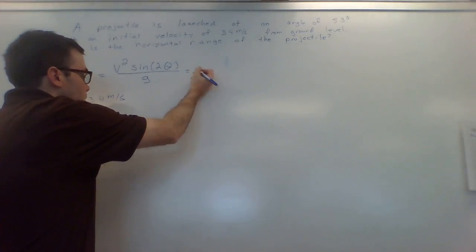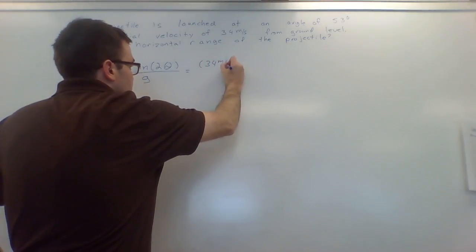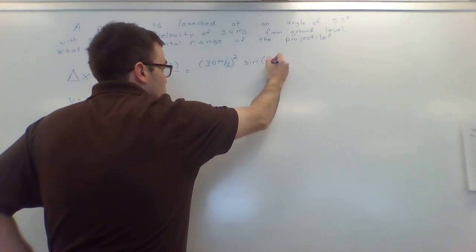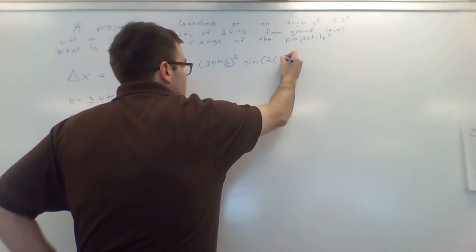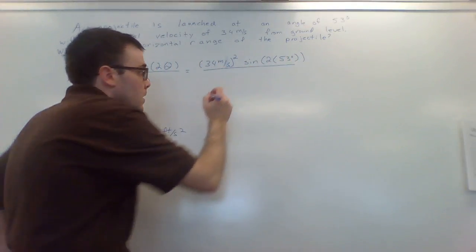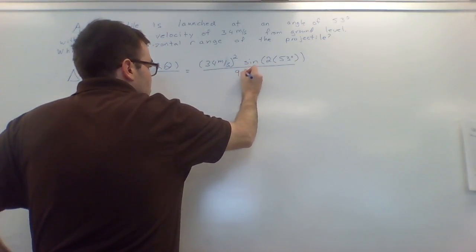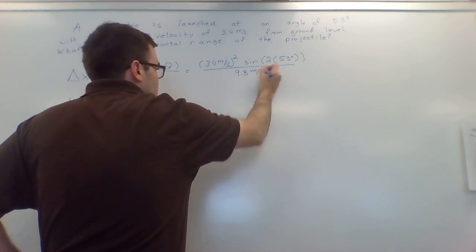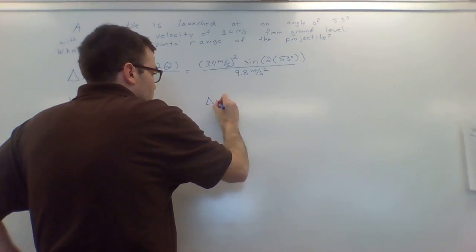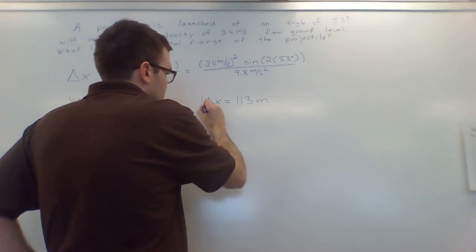So now we'll substitute in what we know. We get 34 meters per second, that quantity squared, times sine of 2 times our angle, which is 53 degrees. And then we divide that by the acceleration due to gravity, which is 9.8 meters per second squared in this problem. So when we solve that for delta x, when we do that math, we should get delta x equals 113 meters for our distance. So that's our answer.